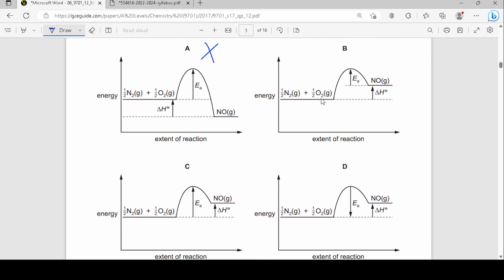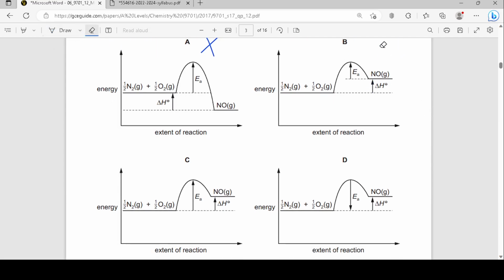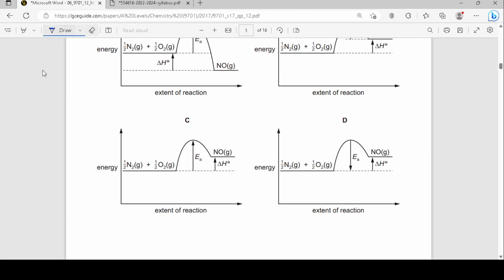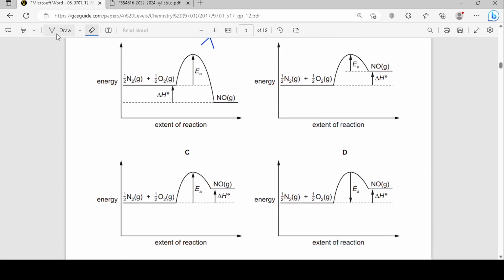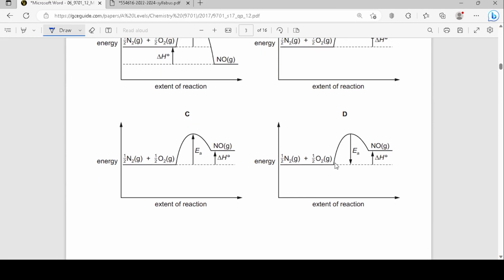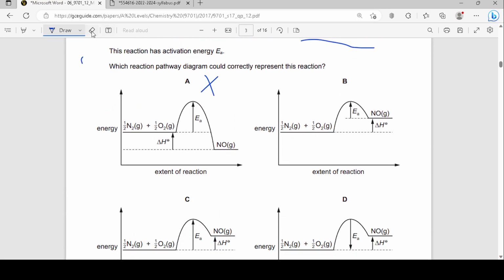And in B, it's going from N2 plus O2 to NO. So that's going from the reactants to the product. So B could possibly be the correct answer. Now let's look at option C and D. Option C, we again have delta H going from the reactants to the products, right? Just like in B. So C could also possibly be the answer. And then in D, again the delta H arrow is going from the reactants to the products. So D could also possibly be the answer. So for now, we've just eliminated A.